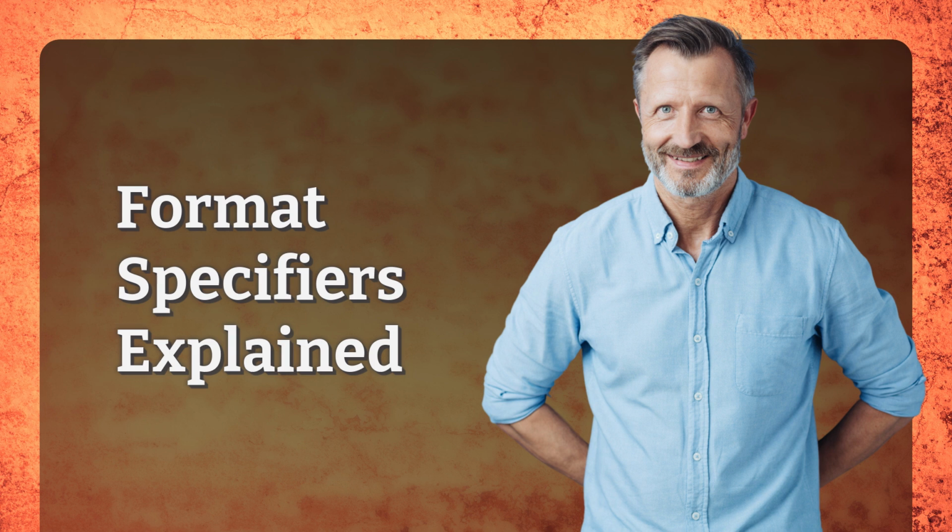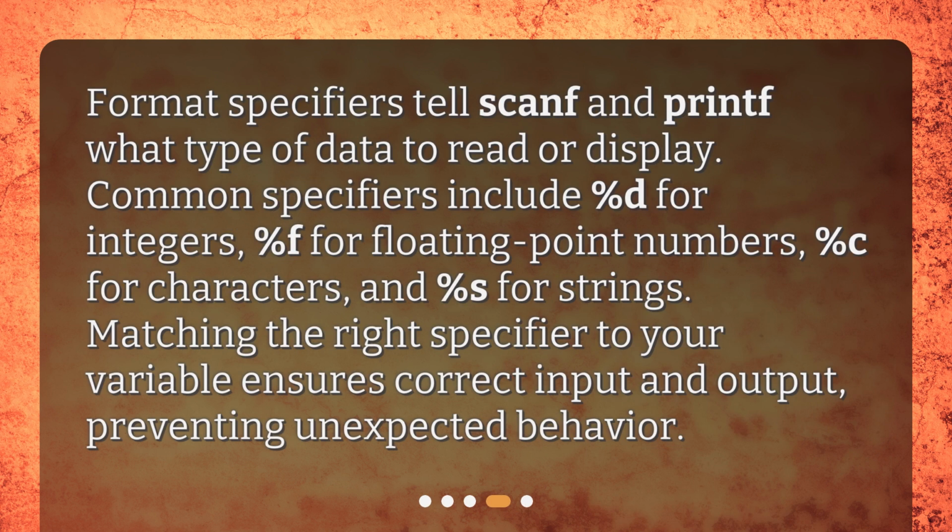Format specifiers, explained. Format specifiers tell scanf and printf what type of data to read or display. Common specifiers include %d for integers, %f for floating point numbers, %c for characters, and %s for strings. Matching the right specifier to your variable ensures correct input and output, preventing unexpected behavior.